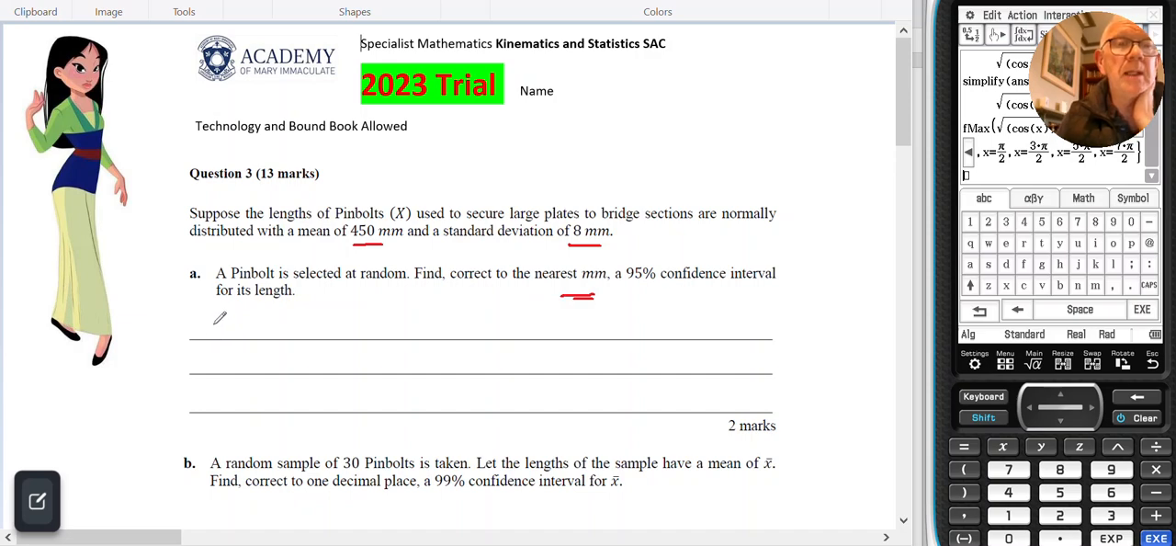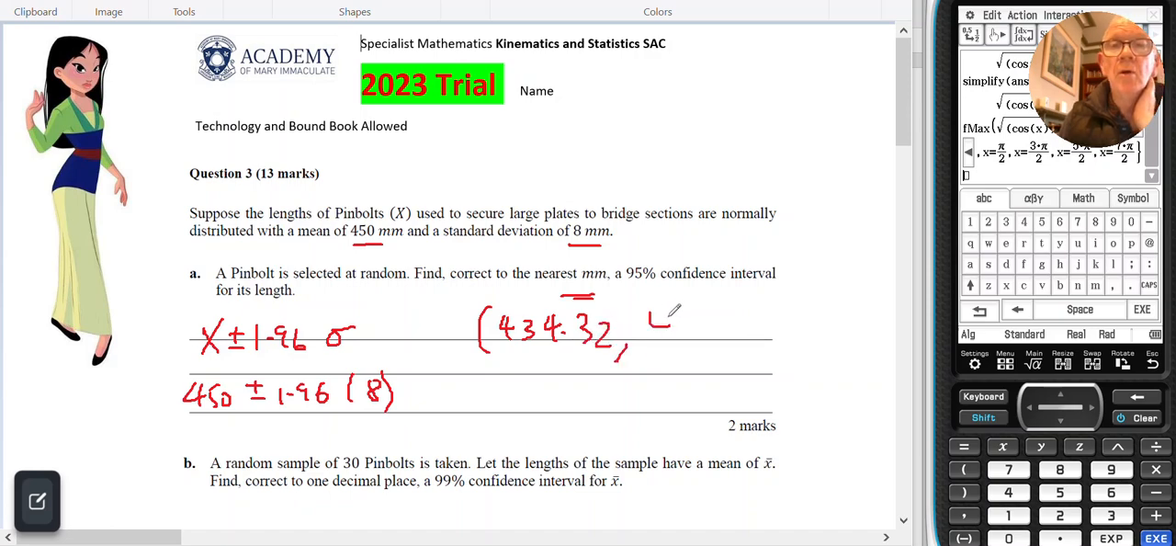Well, it's going to be X plus or minus 1.96 times the standard deviation, which will be 450 plus or minus 1.96 times 8, which on a calculator gives you 434.32, 465.68, and we're going to the nearest millimetre, so 434 to 466.